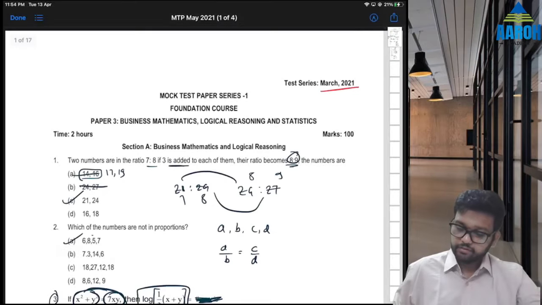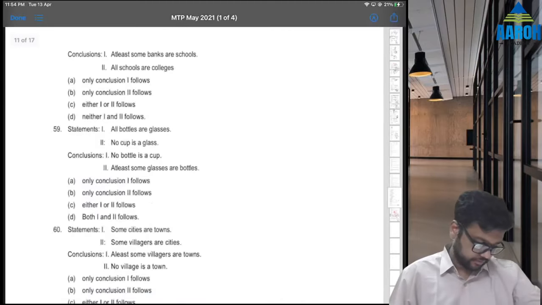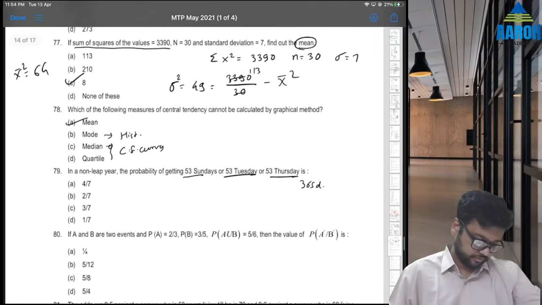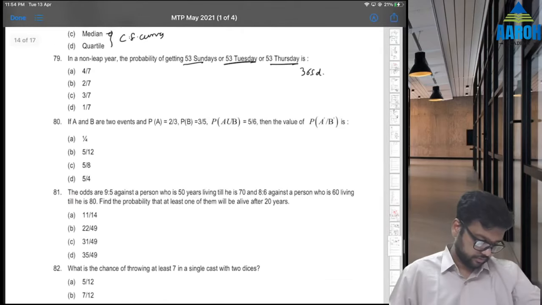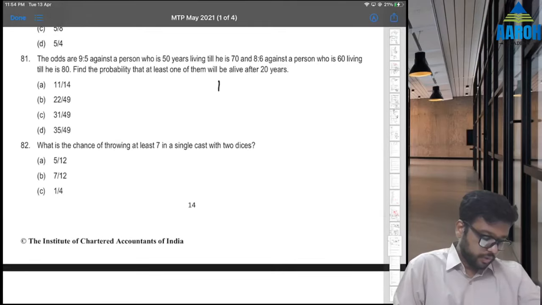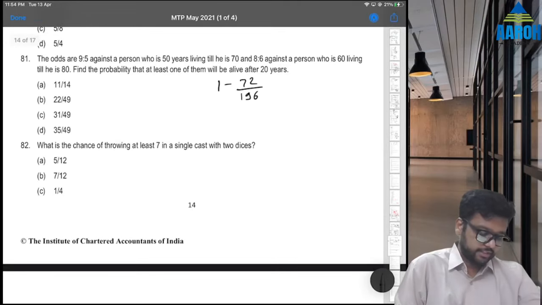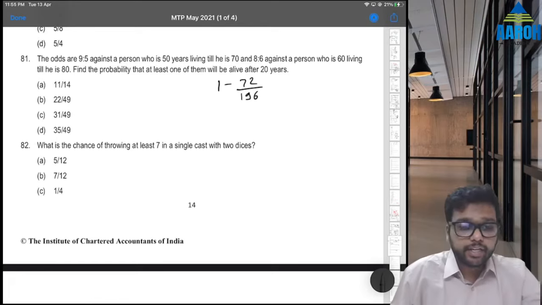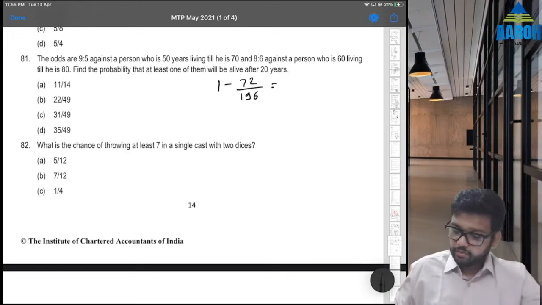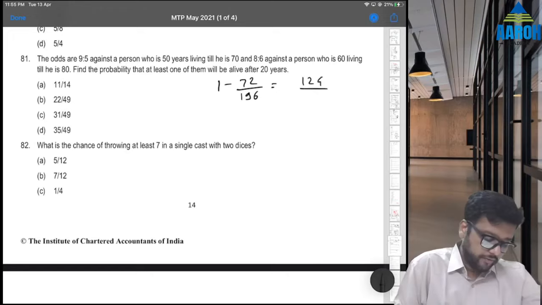72/14 into 14, 196. Okay, 72/196, but that was 1 minus 72/196. You can rewind the video and check. So that is going to be 196 minus 72, 124/196.